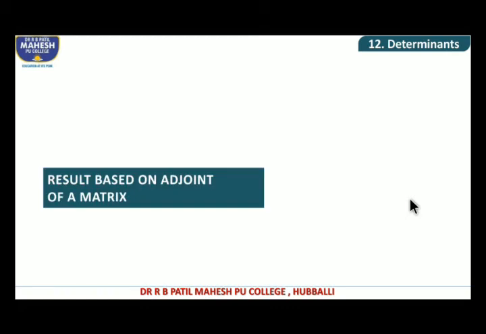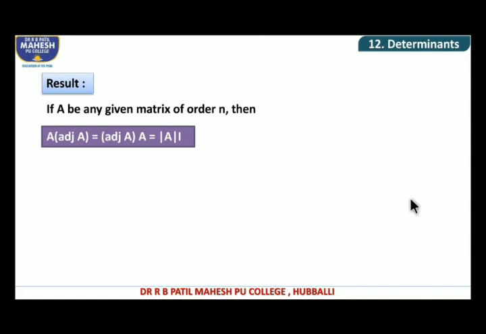Now, a result based on the adjoint of a matrix. This is a very important point. The result is given as: if capital A is any given matrix of order n, then A into adjoint of A is equal to adjoint of A into A, is equal to determinant of A into I. I is an identity matrix of order n, meaning A and I are of the same order. It is a result here.